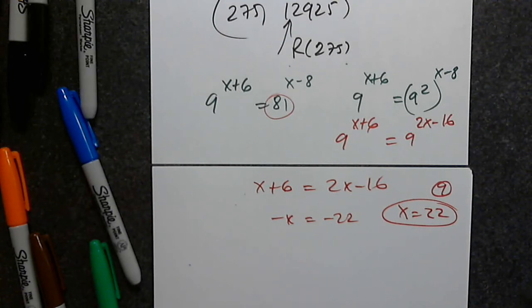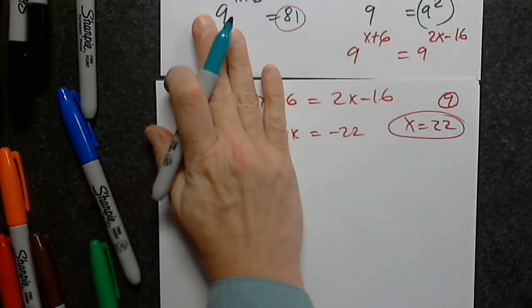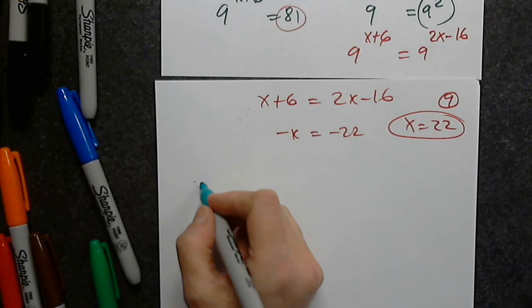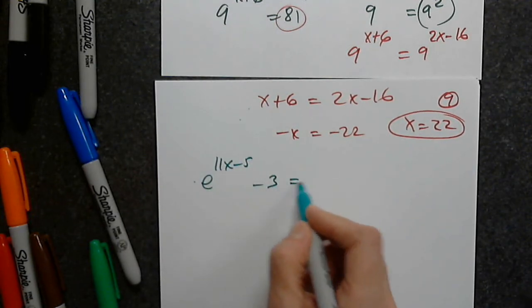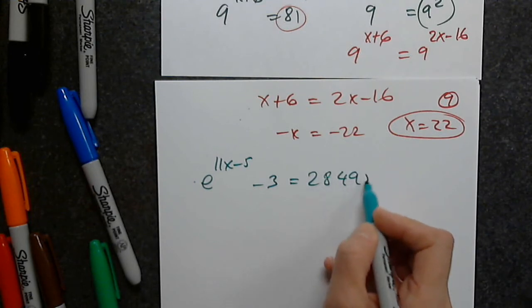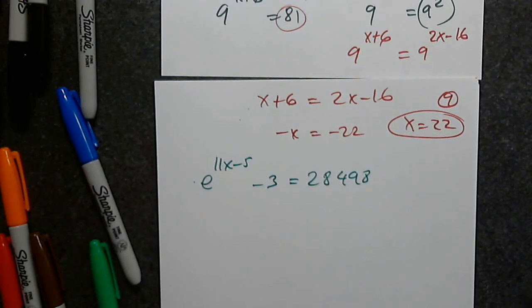Okay. Now, here's an equation that is exponential, but we cannot write both sides with the same base. So e raised to 11x minus 5, minus 3, equals 28,498. Say it again. We do the natural log? Yes, but it's not ready yet. It's not cleaned up. Yes. Let me explain why.